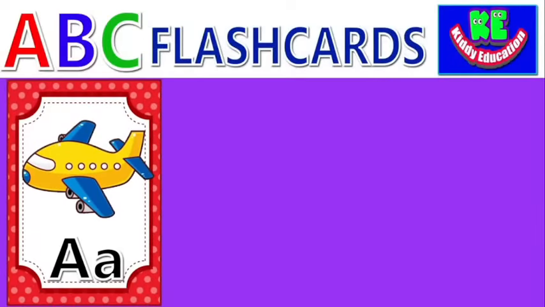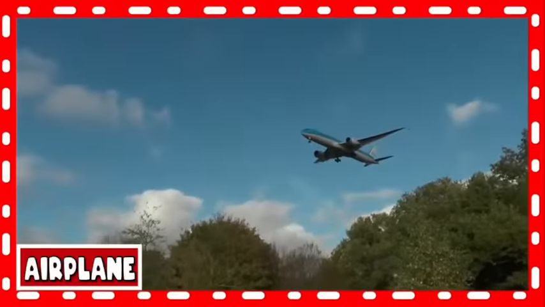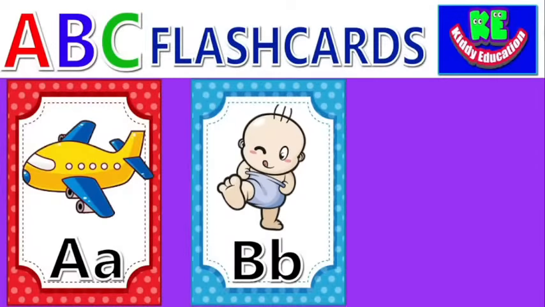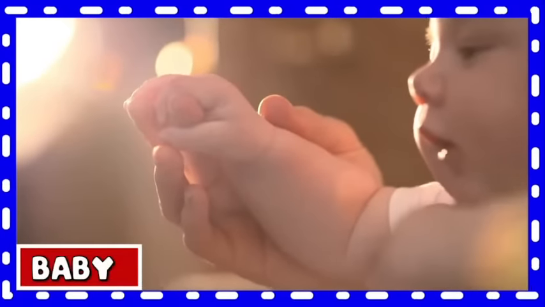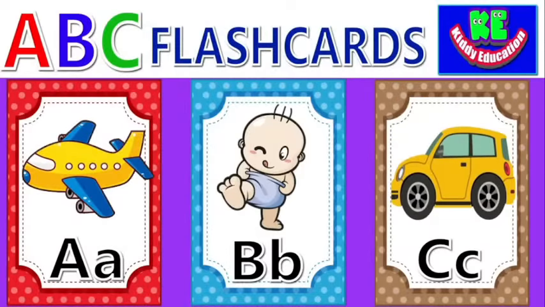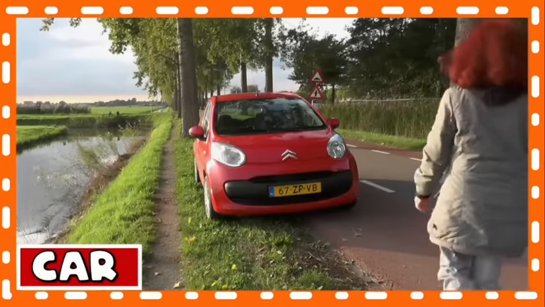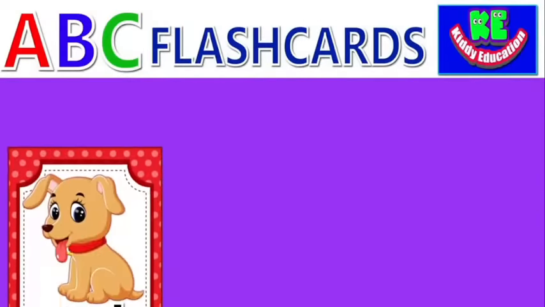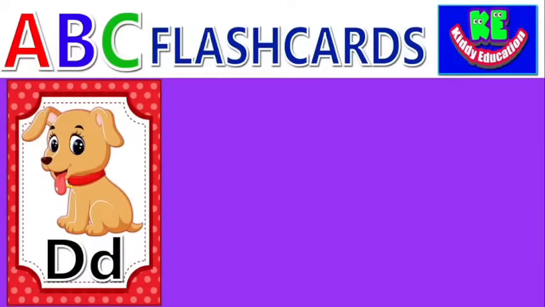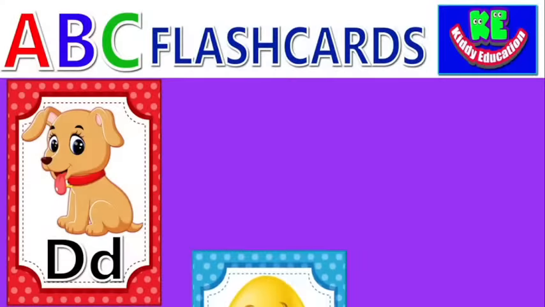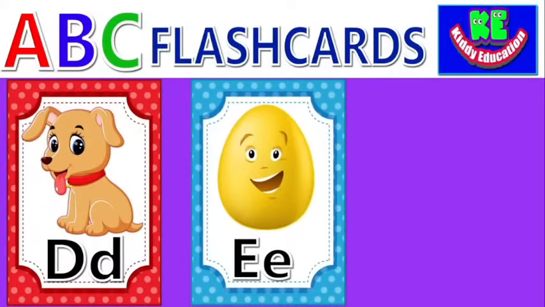A is for airplane. B is for baby. C is for car. D is for dog. E is for egg.